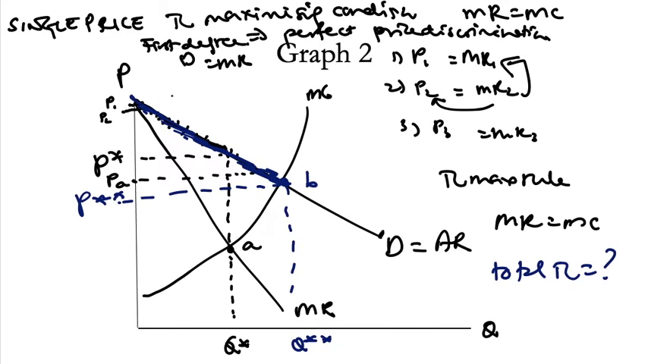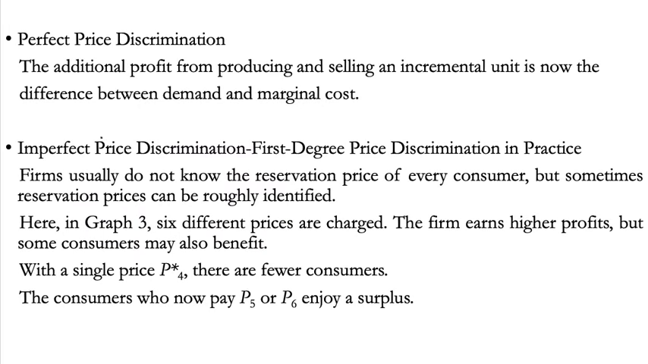All right. Now, in reality, it's impossible to charge every single person their reservation price because you are not a spy all the time. You cannot request somebody to keep on spying on every consumer in the market. It breaches privacy. Now, in practice, maybe we can also have what we call imperfect price discrimination, but still under the first degree price discrimination.